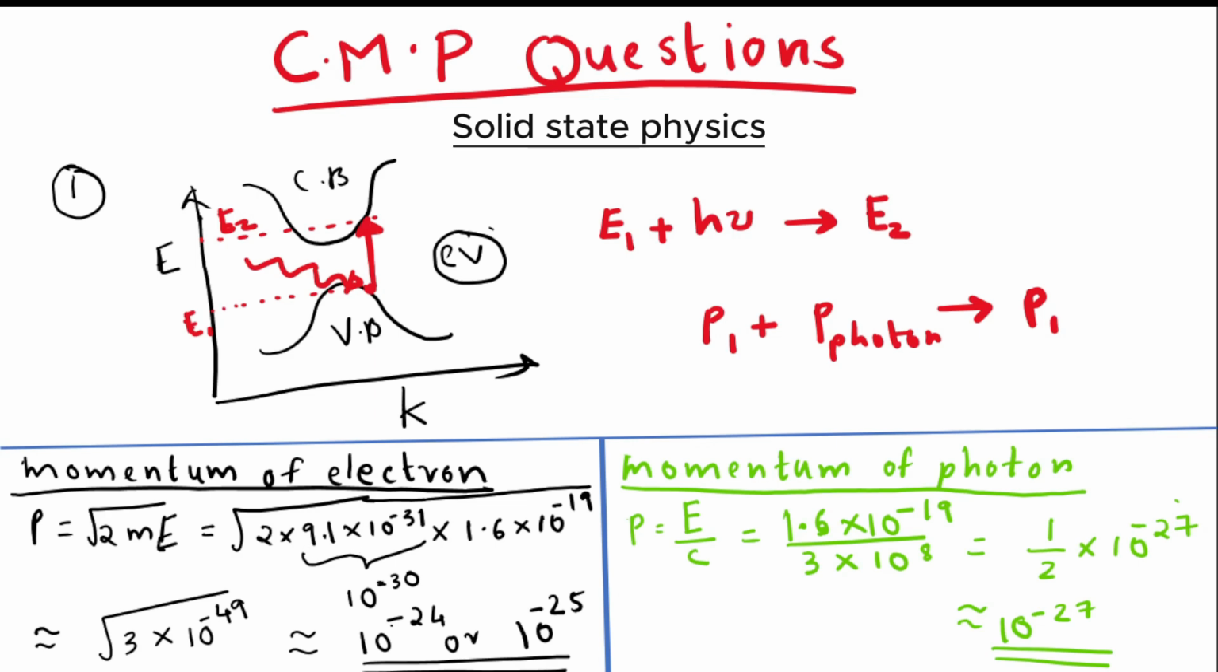Now we can write 9.1 into 10 raised to minus 31 as approximately 10 raised to minus 30. And 2 into 1.6 is approximately 3.